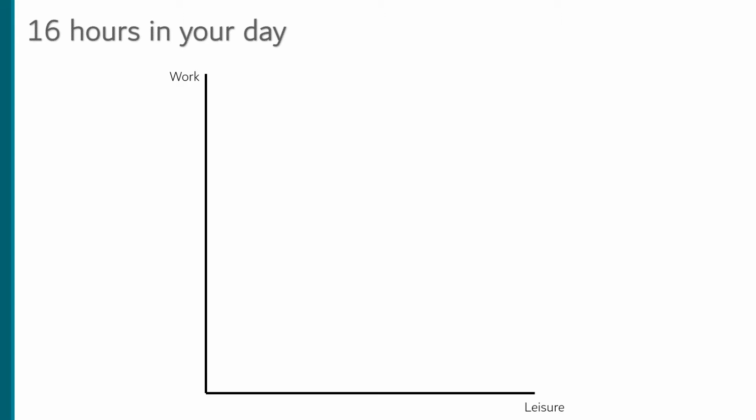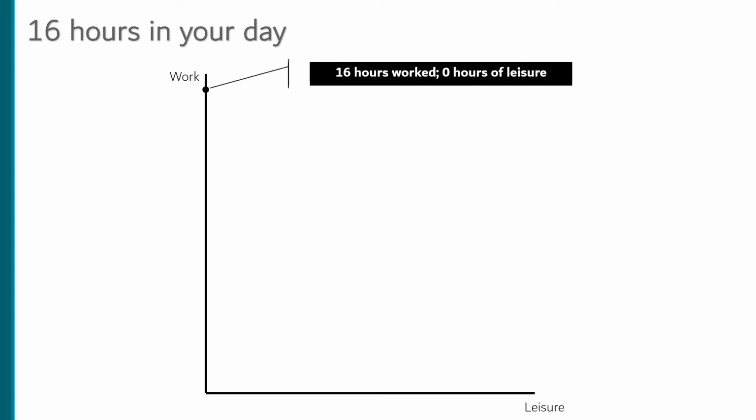We can plot some of the possible ways we can split our time. If we spend all 16 waking hours on work, we would have 0 left over for leisure. That would put us at this point on the graph. We're all the way up the vertical axis to our maximum of 16 hours. But since we have 0 hours left for leisure, we fall right on the vertical axis.